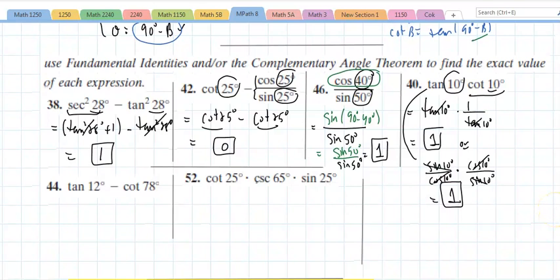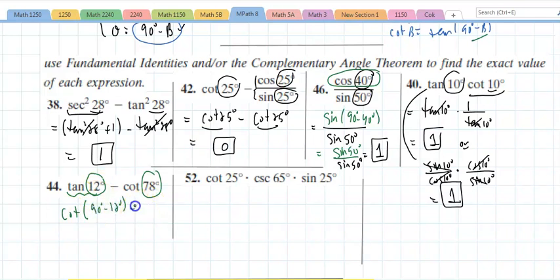If I look at those two, I notice that this angle and this angle are not the same. Do they add up to 90? Well, 78 plus 12 is 90, so I have a couple of options. I could say this is the cotangent of 90 minus 12 degrees by the complementary angle identities that I just derived, and this is the cotangent of 78 degrees minus the cotangent of 78 degrees, and any quantity minus itself is a 0.